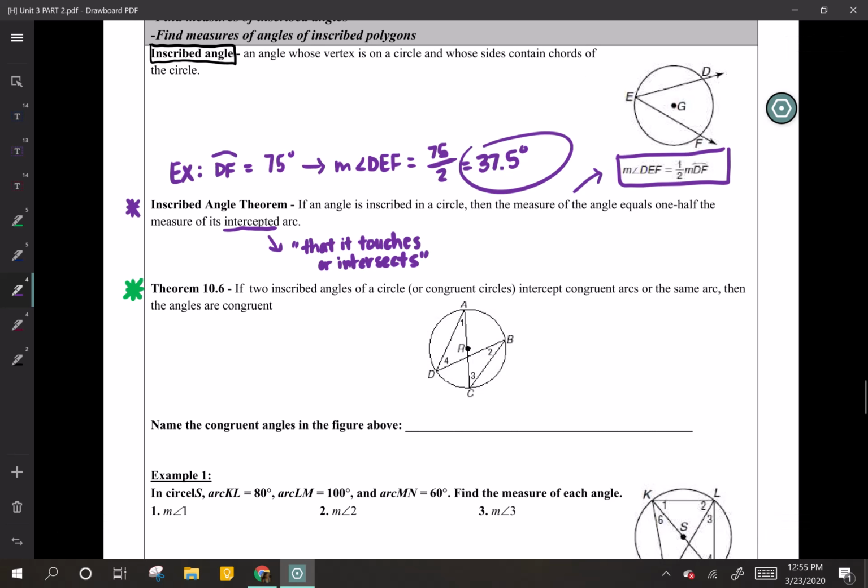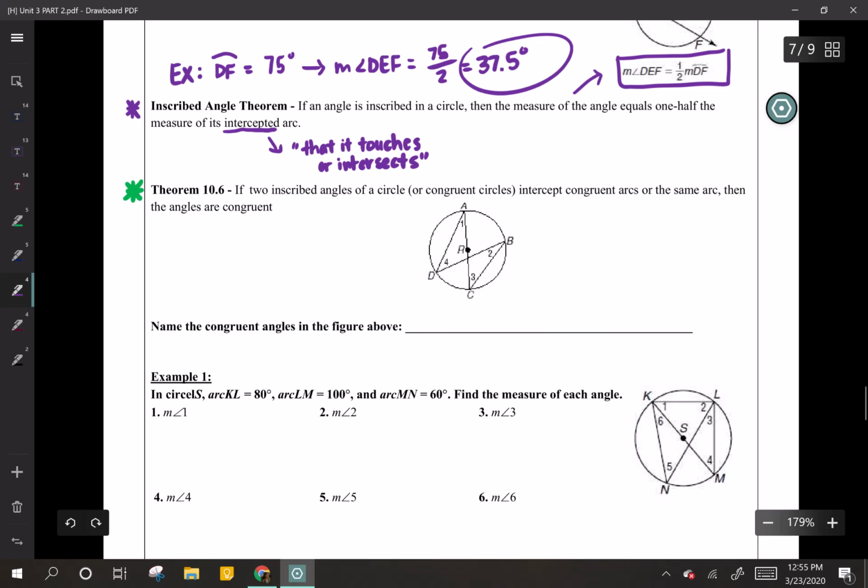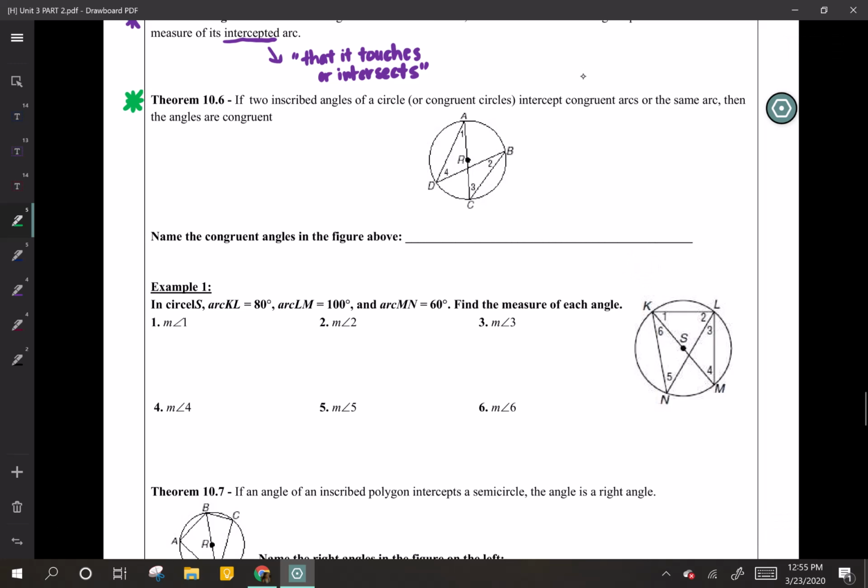Theorem 10.6 states that if two inscribed angles of a circle intercept congruent arcs or the same arc, then the angles are congruent. What that essentially means is, let's take a look at angle 1 first. I see that angle 1 is right here, and it intercepts arc DC. There's another angle, angle 2, that also intercepts arc DC. So because they both intercept arc DC, I could say that angle 1 is congruent to angle 2.